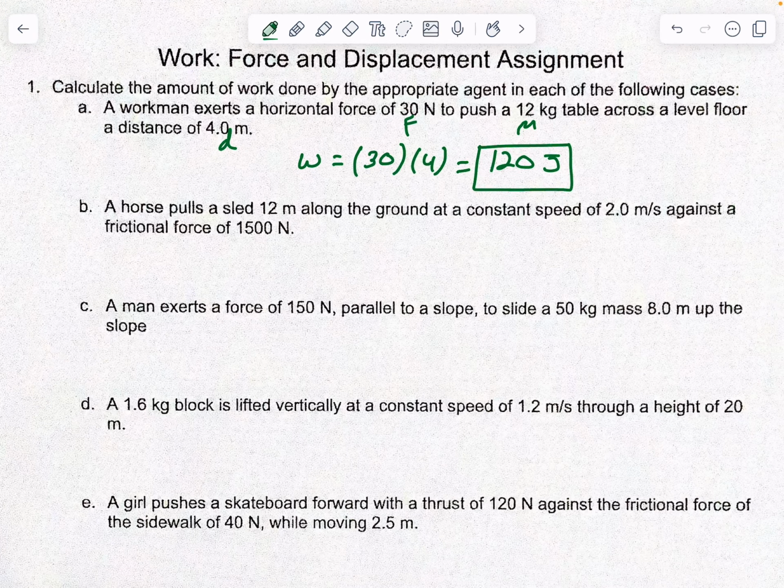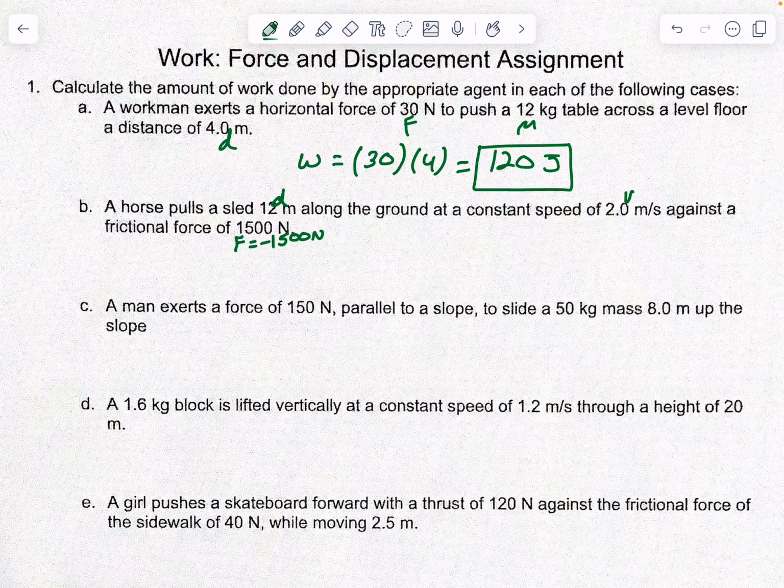A horse pulls a sled 12 meters, so there's your distance, along the ground at a constant speed of 2.0 meters per second, there's a velocity, against a frictional force of 1,500 newtons. Okay, so you have a force of negative 1,500 newtons. That's how much friction is doing.